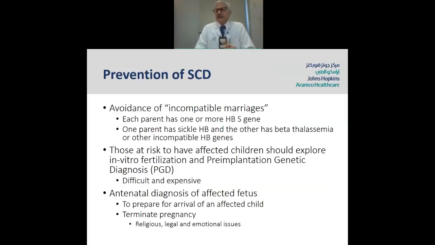Can we prevent sickle cell disease? Well, theoretically, yes. And that's by avoidance of incompatible marriages. What do I mean by that? I think most people in Saudi Arabia know that there is premarital testing, and one of the main components of it is to test if these two people who want to get married will have children affected by sickle cell disease.